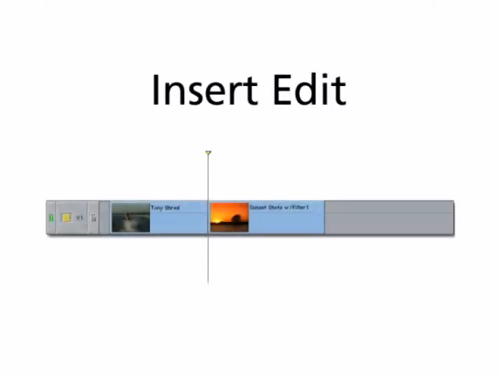An insert edit places the clip in the viewer to the right of the current playhead position, while pushing the other clips in the timeline to the right in order to make room for this new clip. Insert edits always change the total length of your program by the duration of the clip you are inserting.